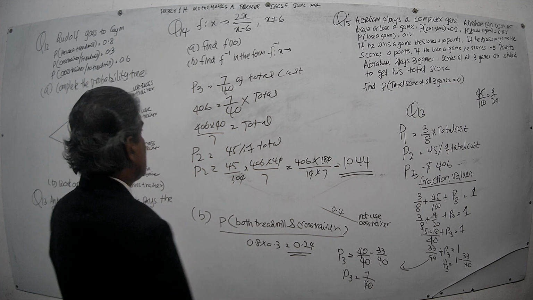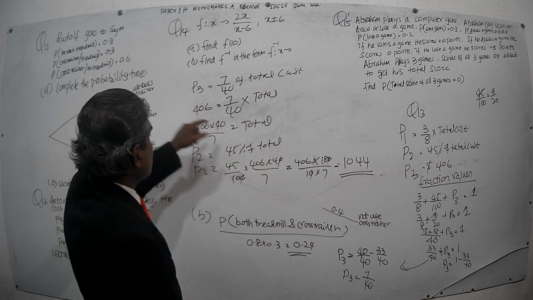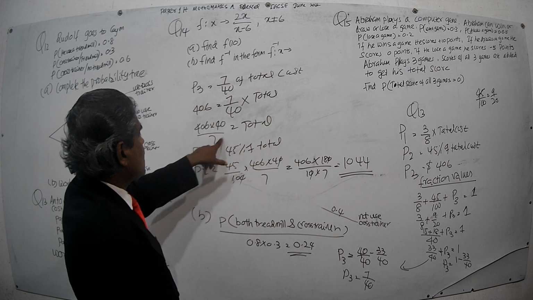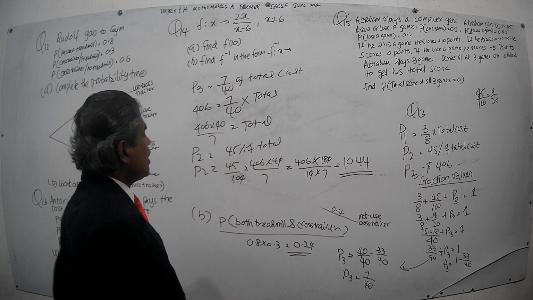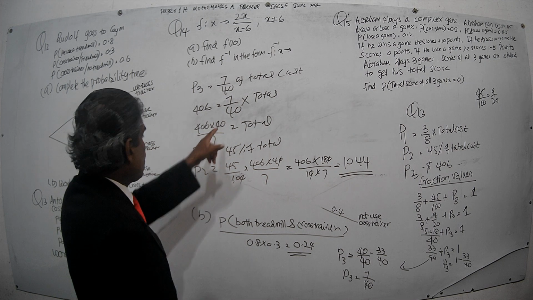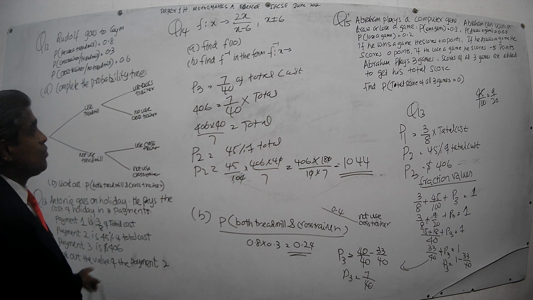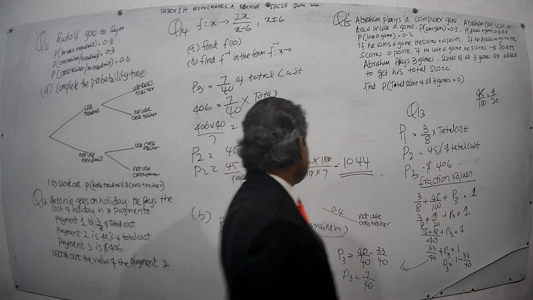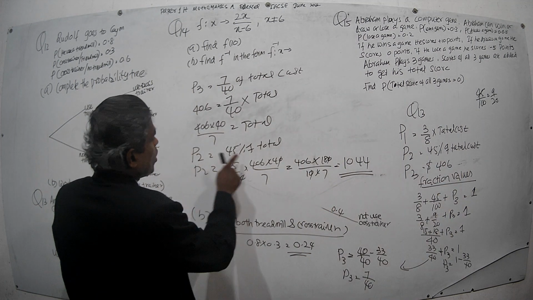Okay. Here what we did was we found the total. We didn't go to simplify it. Here we can't simplify exactly because there are decimals here. Therefore, we took this whole thing as total. They say P2 is 45% of the total cost. Then P2 is 45% of the total cost.